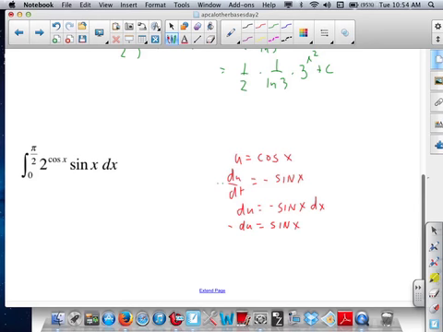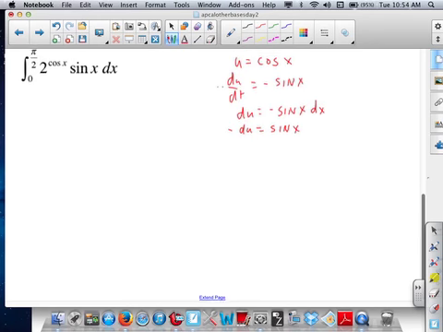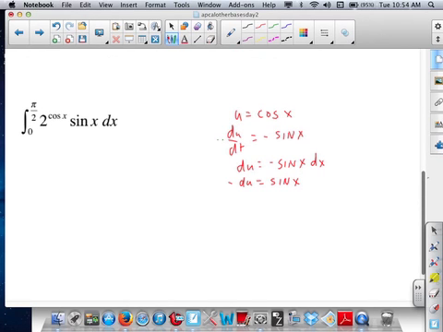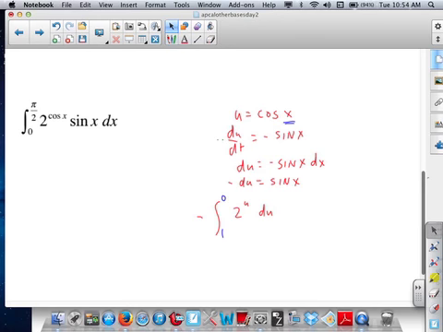Now let's go ahead and do the substitution. That negative is going to be out front, times 2 to the u du. And don't forget, we have to change our limits of integration. If I put in pi over 2, the cosine of pi over 2 is 0. And then if I try 0, the cosine of 0 would be 1. Now take a look at that. Those limits are backwards, but that's going to take care of that negative out front. So I change that around to the integral of 2 to the u du.